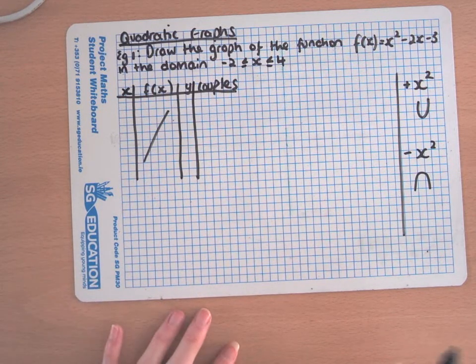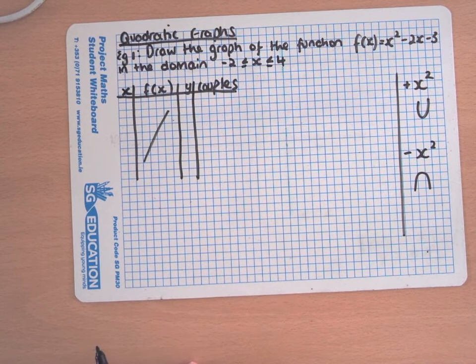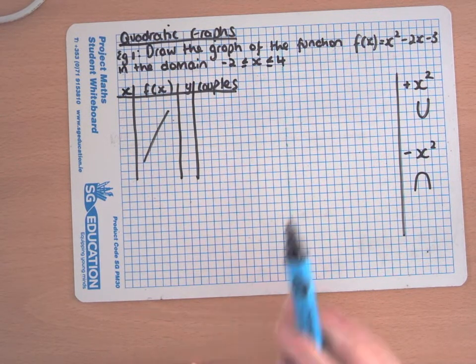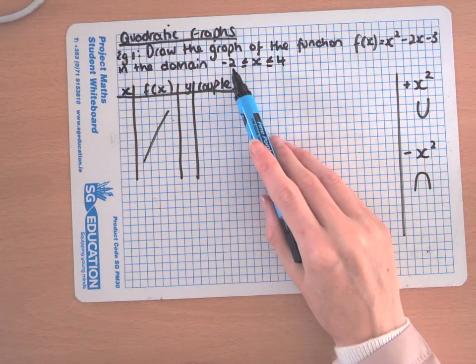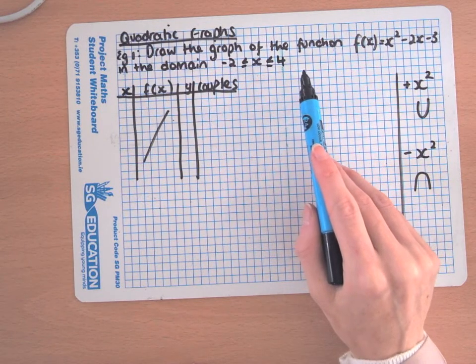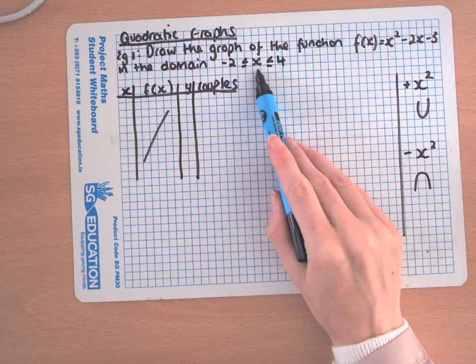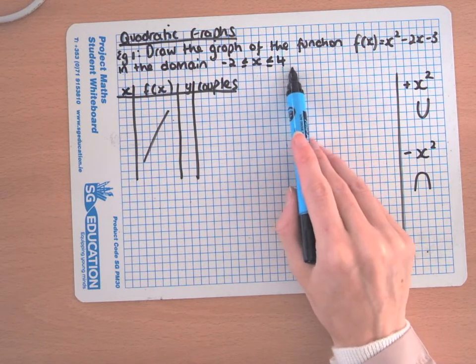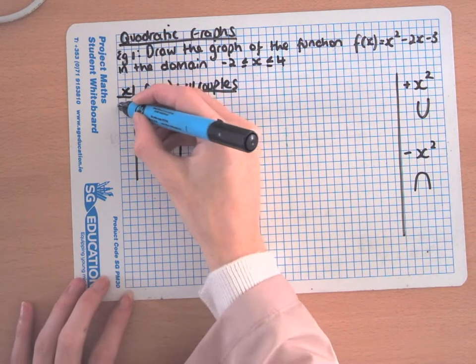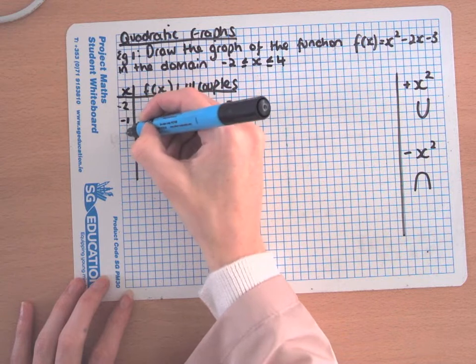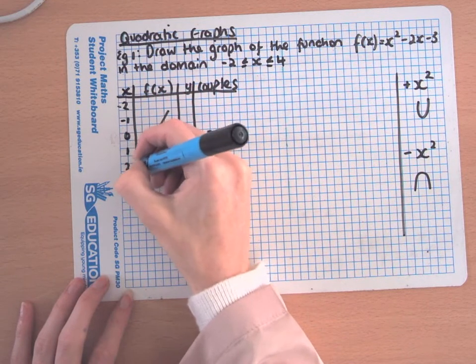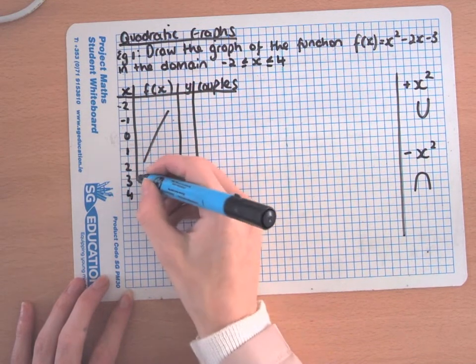So what are my x's going from? From minus 2 up to 4. Everyone okay with that? X's are from minus 2 to 4. So minus 2, minus 1, 0, 1, 2, 3, 4.